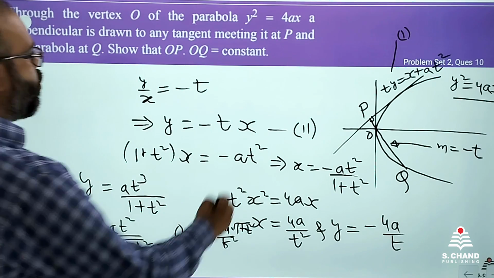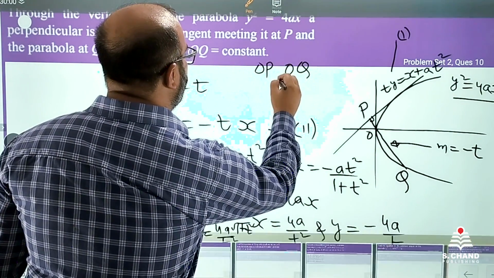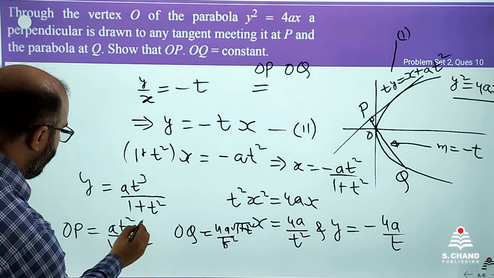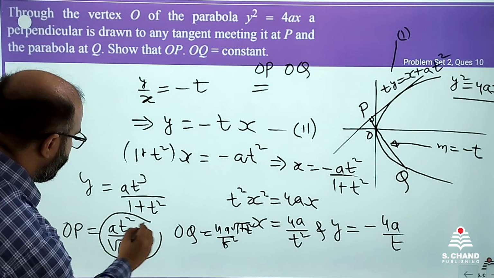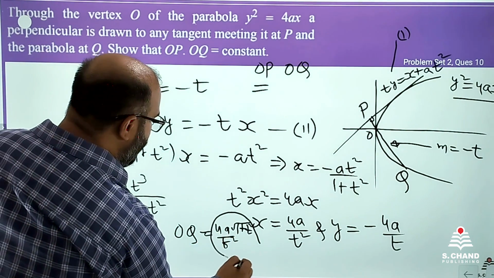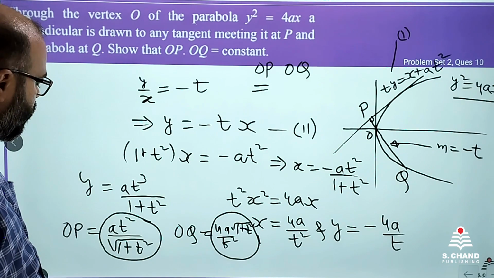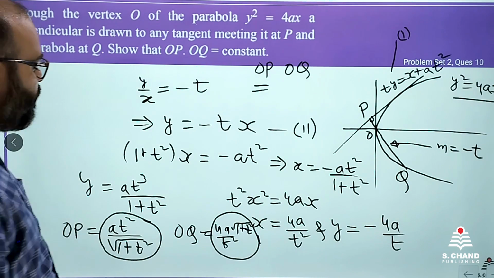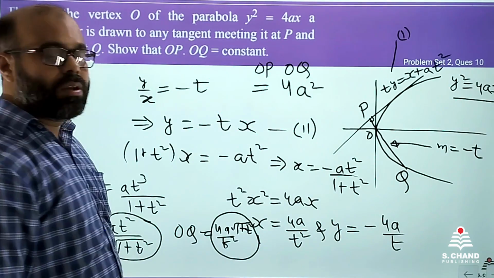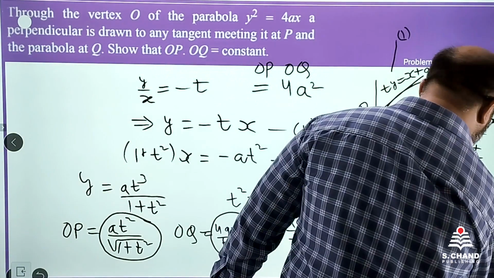Now if you find OP into OQ, so what will happen to OP into OQ? As you can see, OP is a t square by root over 1 plus t square, and OQ is 4a by t square into root over 1 plus t square. So t square will get cancelled and root over 1 plus t square will cancel, and you will get 4a square. So this is independent of t, which is a constant for a given parabola y square is equal to 4ax. This is what we have to prove.